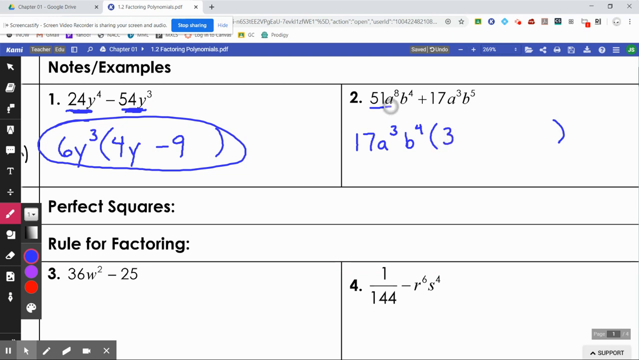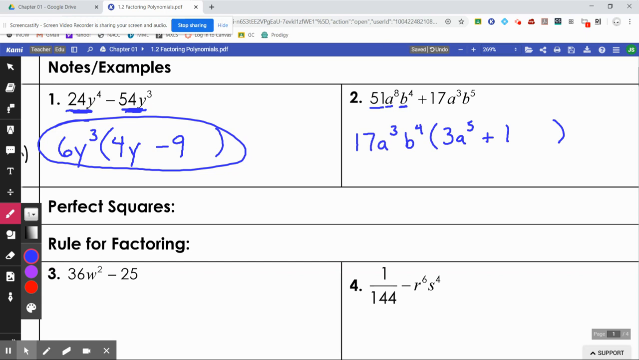Now let's count. We need 8 a's. There's 3 on the outside. Let's put 5 more on the inside. We need 4 b's, and they're all on the outside, so we're fine. Notice that if you were to put another b, there's 4 now on the outside, 1 on the inside. That would give us 5 total. We only need 4.